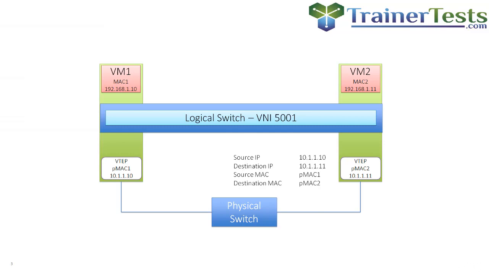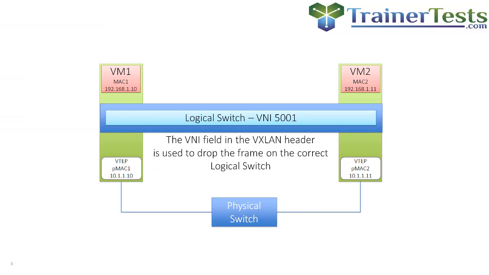And now it's the job of the destination VTEP to strip away these VXLAN headers, to remove this additional source and destination IP and source and destination MAC that specify the IPs of the VTEPs. And as it strips away those headers, it will eventually arrive at the VNI field of the VXLAN header.